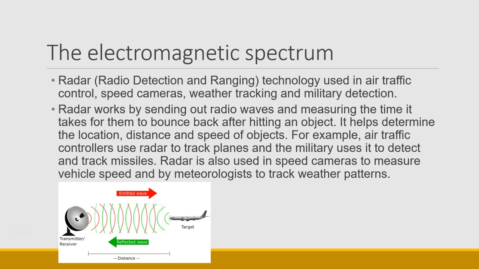So radar works by sending out radio waves and then measuring the time that it takes to bounce back after hitting the object. This is very similar to what we learned about the sonar technology. And this helps to determine the location, the distance, the speed of the object. So, for example, air traffic controllers will use radar technology to track planes. The military will use it to track missiles. It's also used in speeding cameras to measure if a vehicle is speeding. And it's used by meteorologists to track weather patterns and to make predictions about weather patterns.